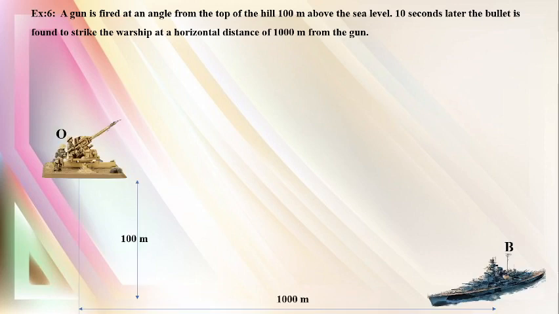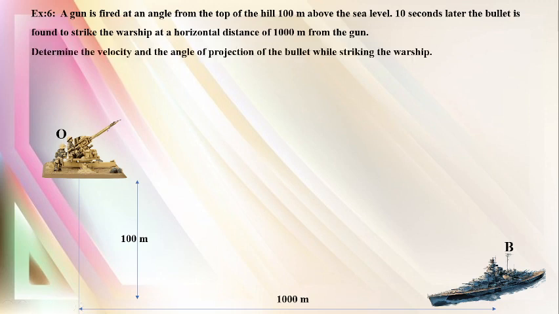So here we have a gun which is at the top of the hill. The height of that particular hill is given as 100 meter. This gun is going to be fired on this warship, which is placed at a distance of 1000 meter. Now let us see how this particular problem goes.